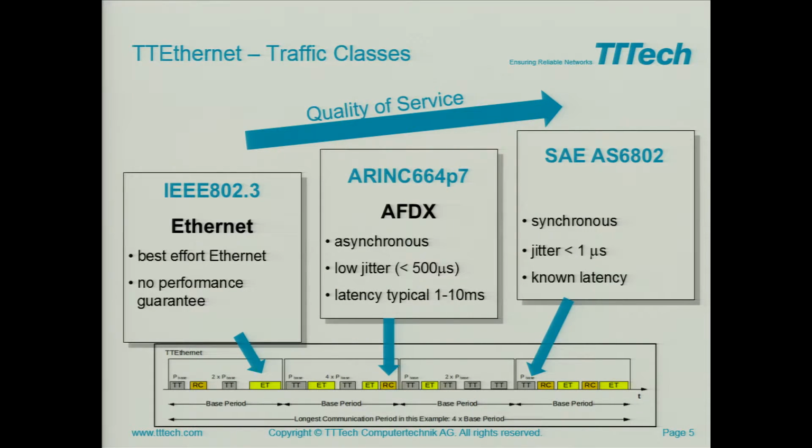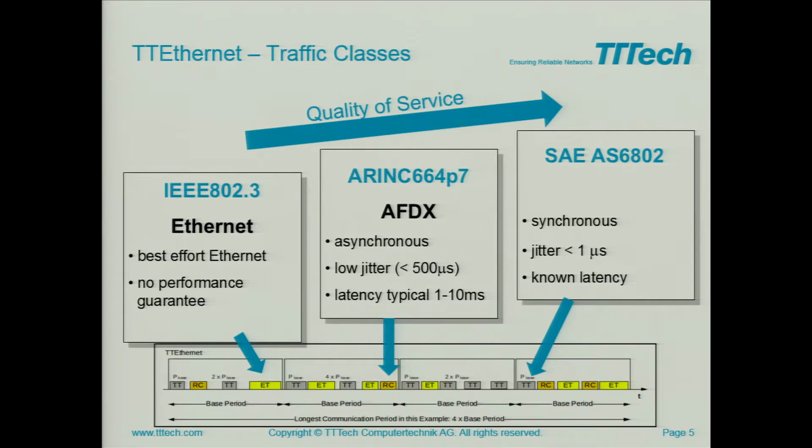So now we are looking at what other solutions are available, and here it shows you the big picture of what we call time-triggered Ethernet. This time-triggered Ethernet consists of 3 different traffic classes. One is standard Ethernet, as everybody knows it. Standard Ethernet is best-effort communication, but with no or very low performance guarantees. You can add priorities and so on, but the performance guarantees are quite low.